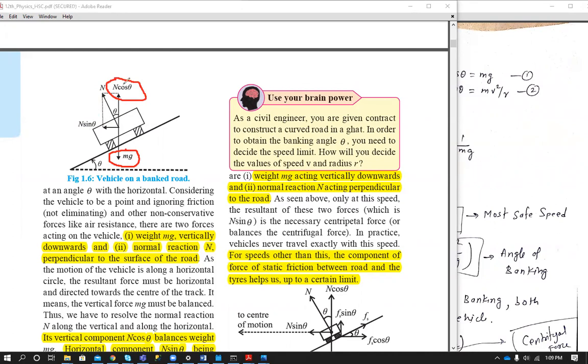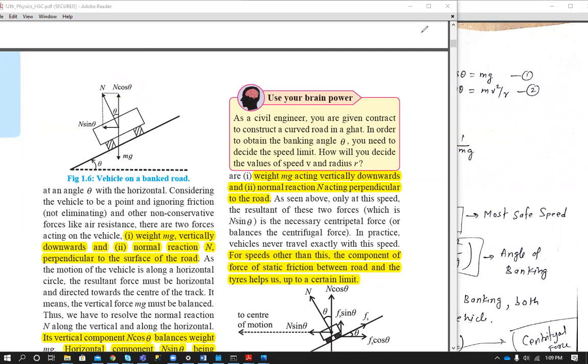And we know that the vehicle is traveling along a curved road, and a curved road is a part of a circular path. So the vehicle is basically performing circular motion, and for circular motion centripetal force is required. So N cos theta is balanced by weight mg, and the N sin theta component is directed towards the center of the circular path. So it will provide the necessary centripetal force, because centripetal force always points towards the center of the circle.